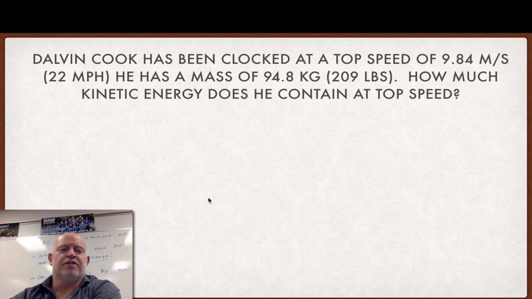Dalvin Cook, if you did not know this, is one of the fastest. He's actually been clocked as probably the fastest person in the NFL on a test they did, I think in 2018, maybe 2019. He's been clocked at a top speed of 9.84 meters per second, which is 22 miles an hour. That's incredibly fast for a runner.